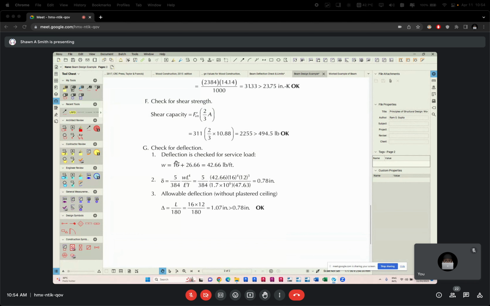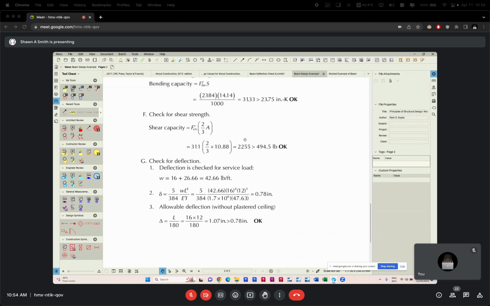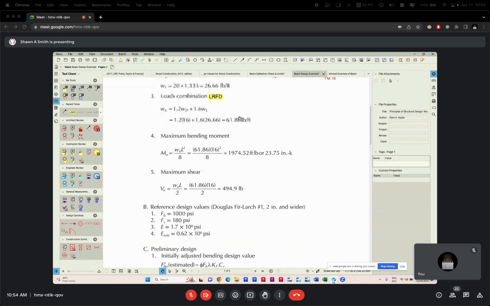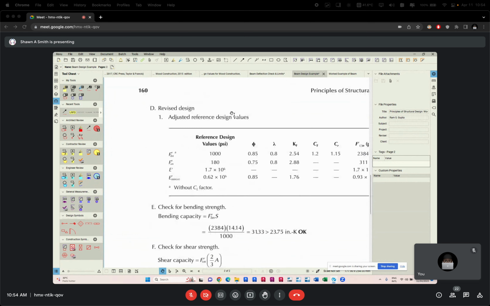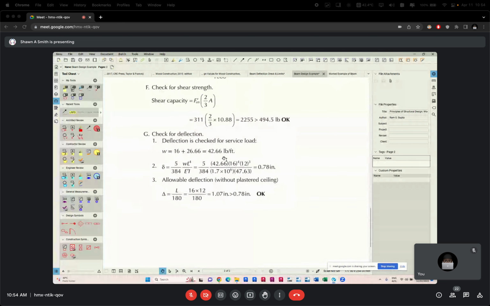All right, so for the deflection check for service load, this is for the combined service load now. Note, for deflection, the load shall not have any combination factor. It's service load. So it's the 16 as a dead load as calculated from up here, and the 26.66 as live load, as they are. And that is 42.66 pounds per foot. Put that in the formula. That's what they did right there. And that comes out to 0.78 inch.